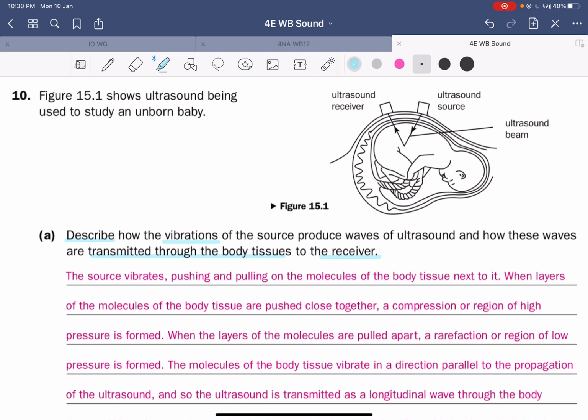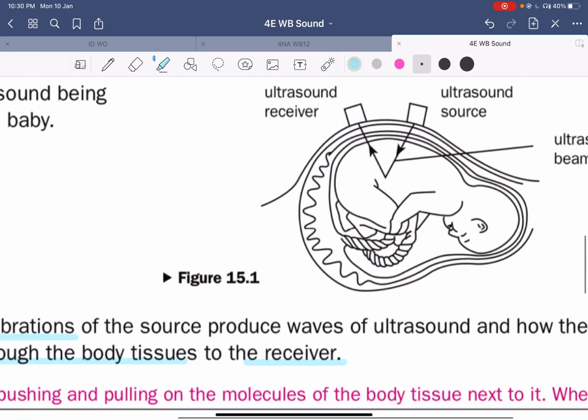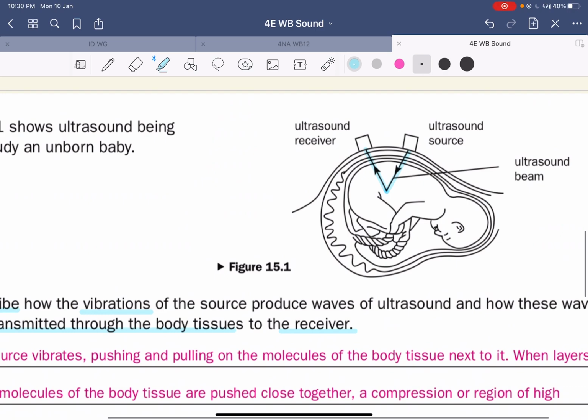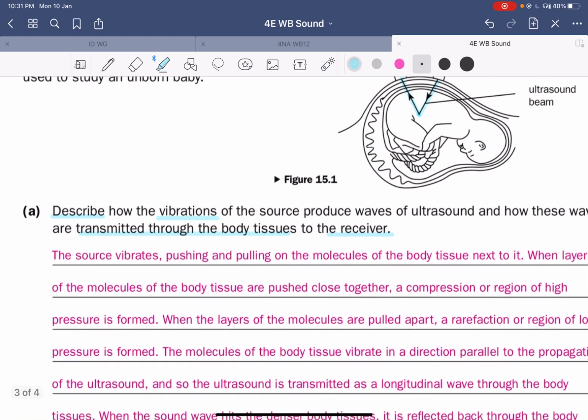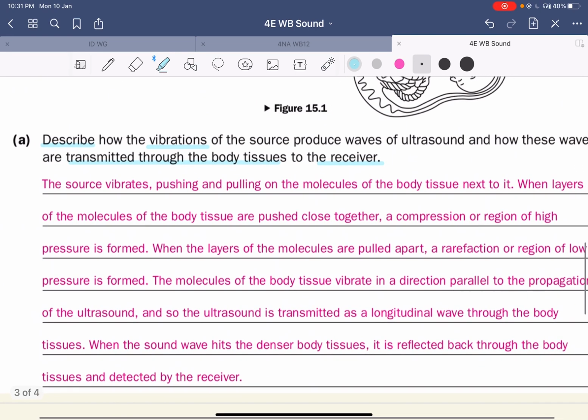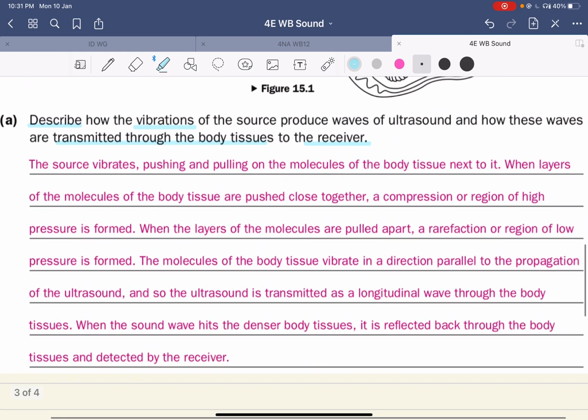If you look at the diagram that's given to us, the source needs to go through the body tissue, and then there's this point that shows some sort of reflection happening. After the reflection, the rebounded beam gets picked up by a receiver. So the diagram contains a little bit of a clue. We start off by noticing the keyword "vibration", so we start by talking about vibration.